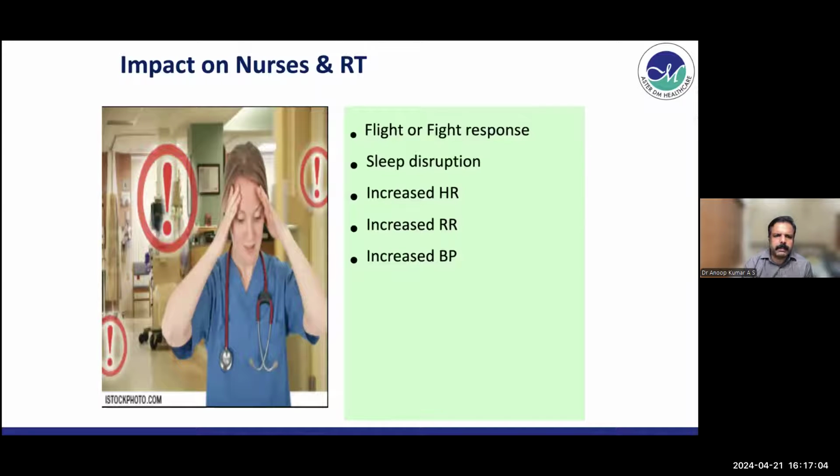There can be an impact on nurses and respiratory therapists along with the patient. There can be sleep disruption, increased heart rate, increased respiratory rate, increased BP. All these noise disturbances can happen. But the majority of us are already used to that setting. Still, as I've already told, if I am entering an ICU, and I hear that all the beds are having alarms and nobody is giving attention to that, I can just make out that that ICU is not properly managed.